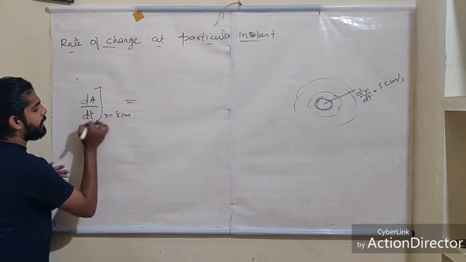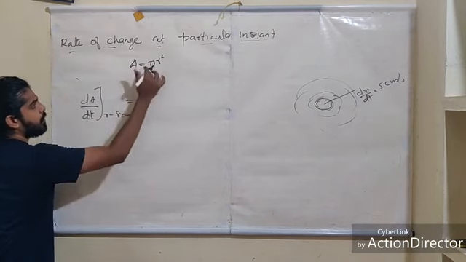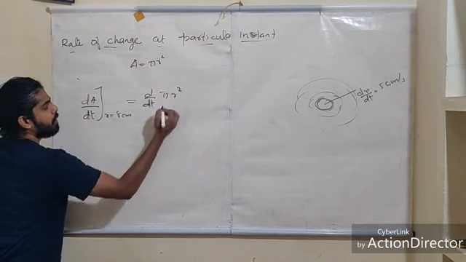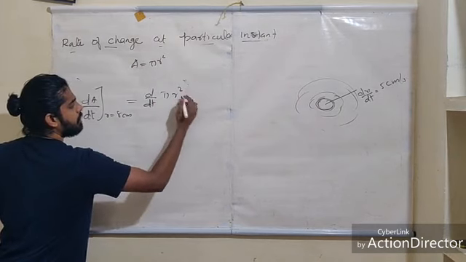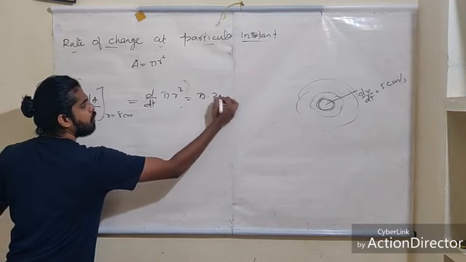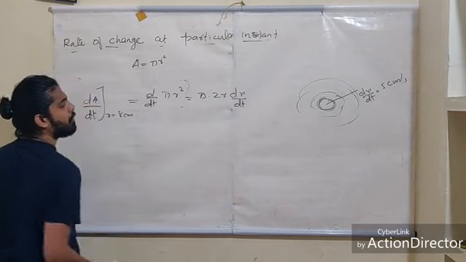So dA by dt, where A is equal to pi r square. The derivative of pi r square is d by dt of pi r square. Pi is constant. The derivative of r square is 2r into dr by dt. As I told you, there will be a derivative of r. So 2r into dr by dt.